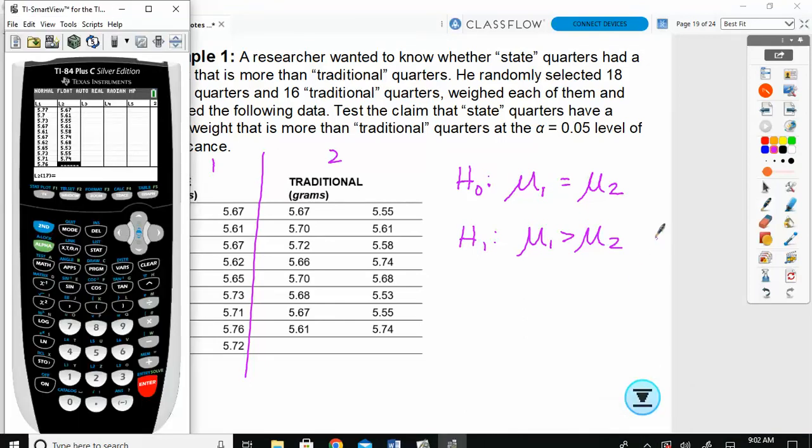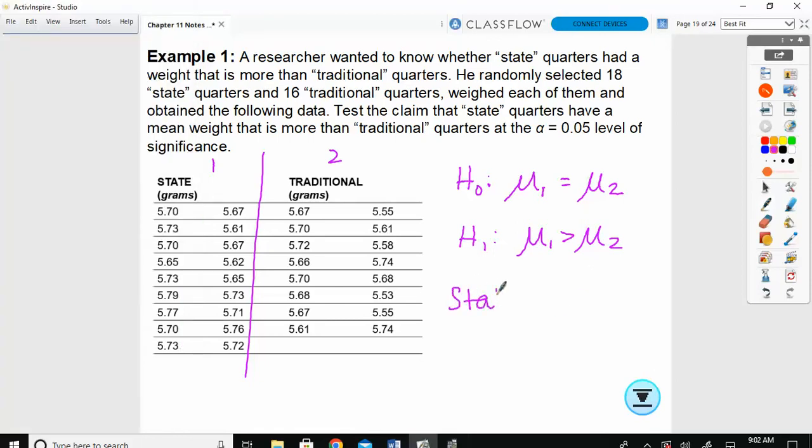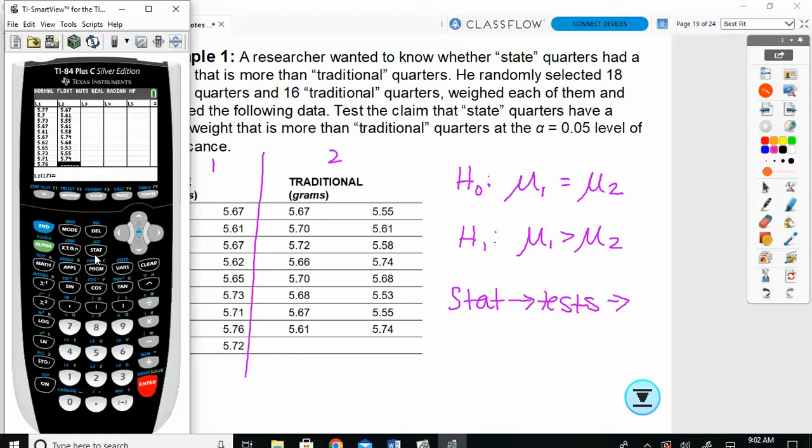So on our calculator, what we're going to do is go into stat, tests. We know that anytime we're dealing with a mean, we're looking at a t-test, but we can't just do regular t-test because we have two different sets. So what we actually want is number 4, the 2 sample t-test. So stat test number 4.